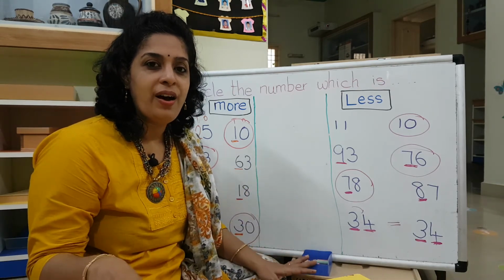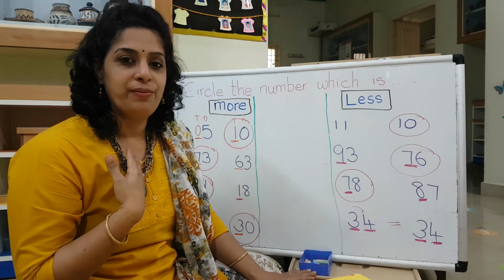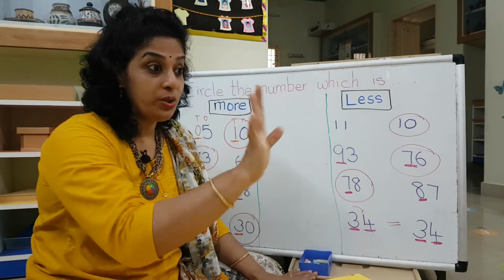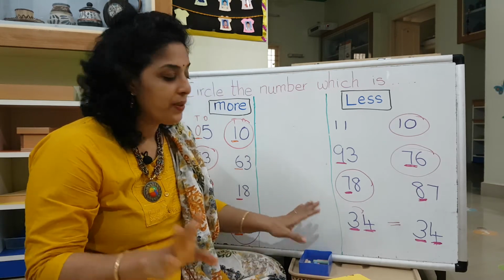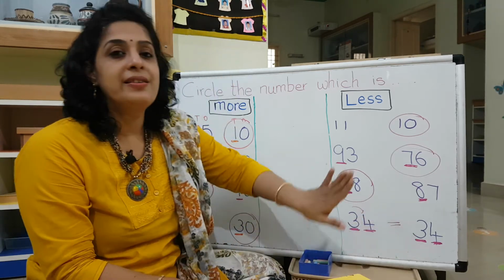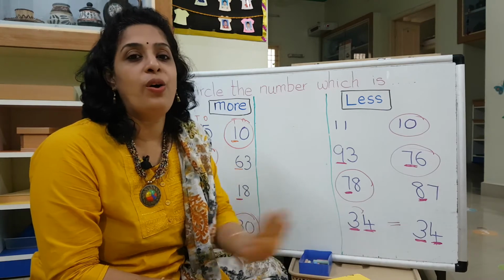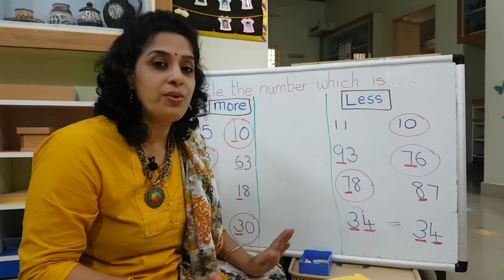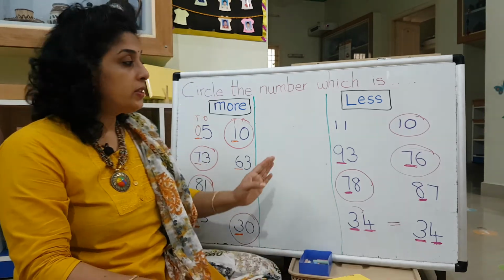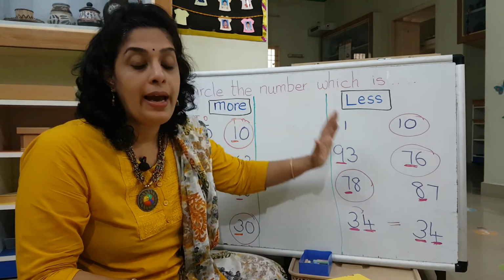Is it not? அவங்களுக்கு 5 கொடுத்தா எனக்கும் 5 கொடுக்கும். I don't want more, or she should not be given more or less. Is it not? Same. See 34, they are same. Because they are same, I will not circle it. Don't circle it. If it is same means don't circle it. Cheriya? So this is your concept of more and less.